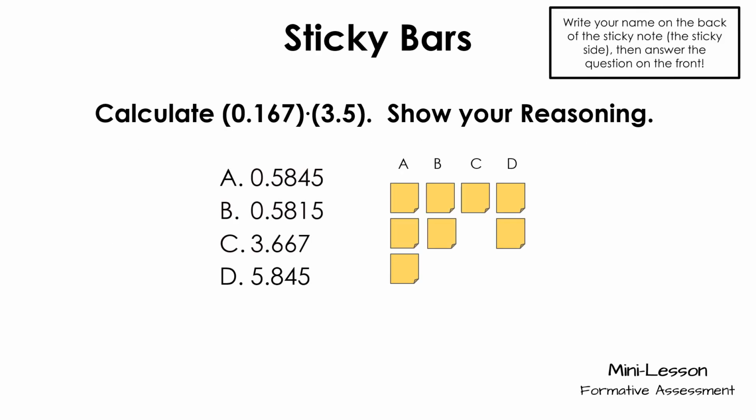All right. So for your mini lesson, you have to do the sticky bars. You are calculating 0.167 times 3.5. You are expected to show your reasoning in your notebook, so this needs to be in your math notebook. And put the letter. Do not use a calculator. And if you use a calculator, make sure you show the work in between.